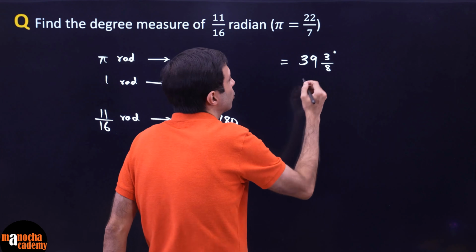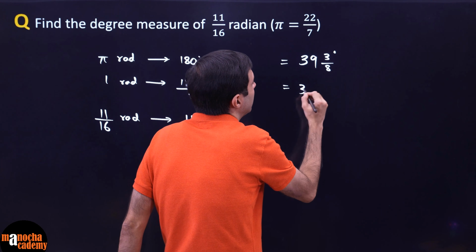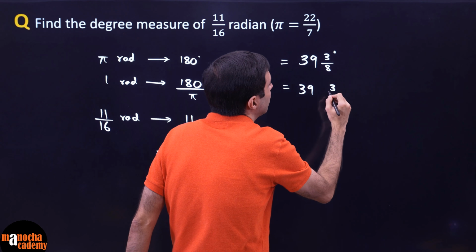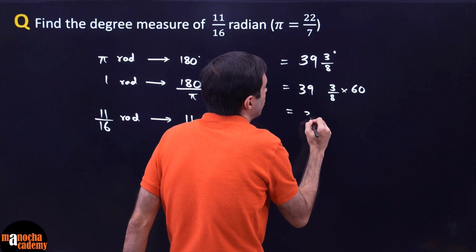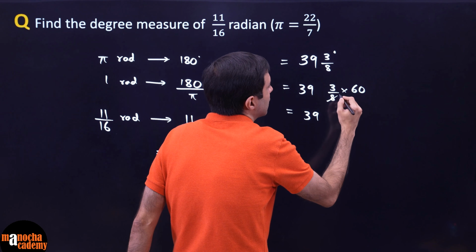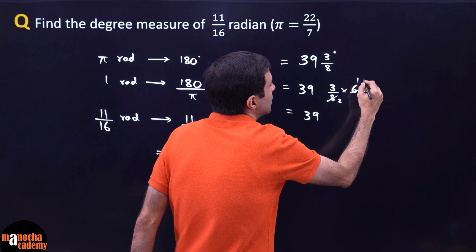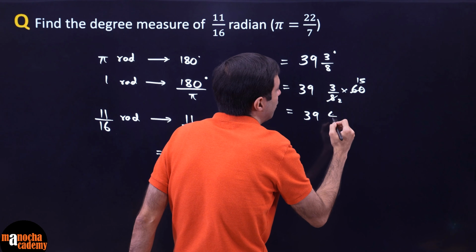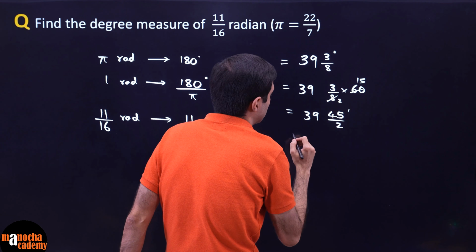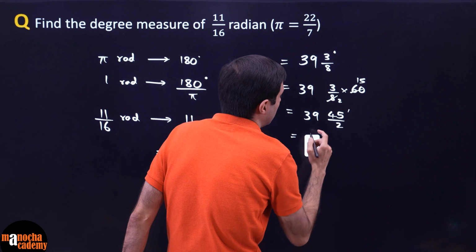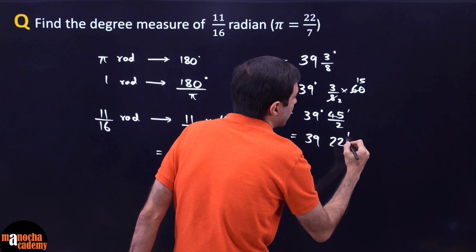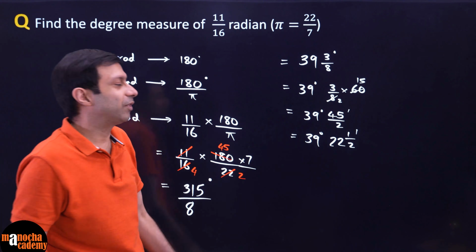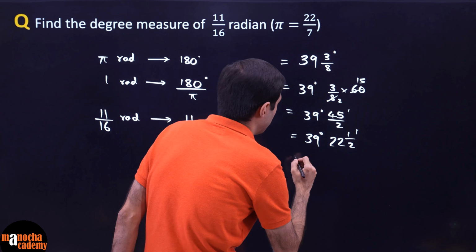So let's do that. So how will you do this? The 39 degrees you'll keep here, and 3 by 8 we will multiply with 60. So when you simplify that, what are we getting? This will cancel with 4, and this is 15. So I'm getting 45 by 2 minutes, which is 39 degrees and 22.5 minutes. Again, let's not leave that half there because we should convert it to seconds.